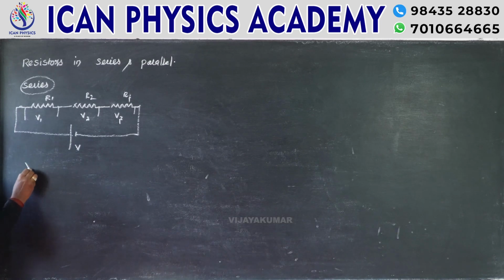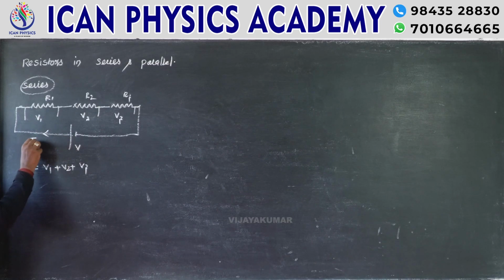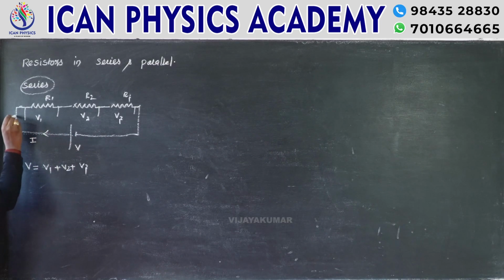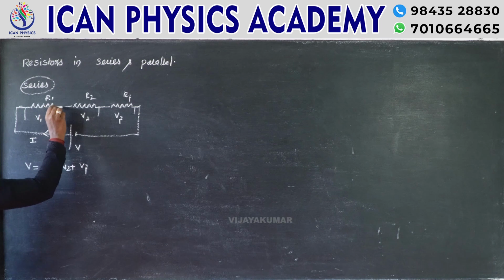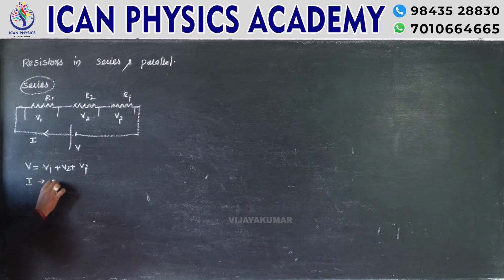So what about the total potential? The total potential equals V1 plus V2 plus V3. What about the current? The current flowing through the first resistor will be the same, and also the same for the others. So the current flowing through each resistor will be the same.